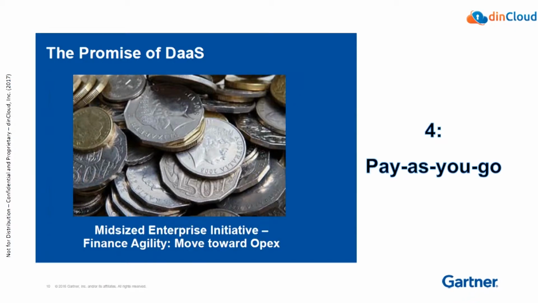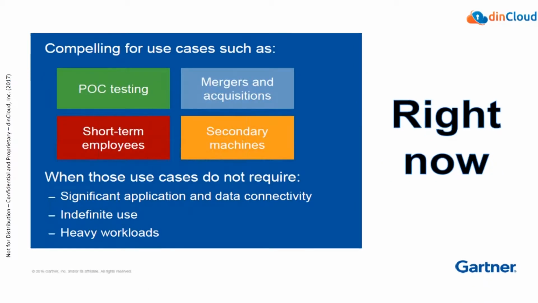As well as, back to the economic model, pay as you go. Scale up when you need it, scale down when you don't. Only pay for what you need as you need it. Move from CapEx to an OpEx model. That's what Gartner was suggesting the benefits of DaaS are.